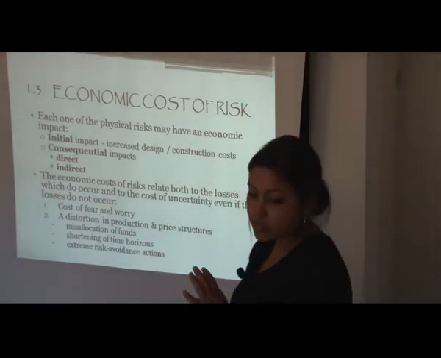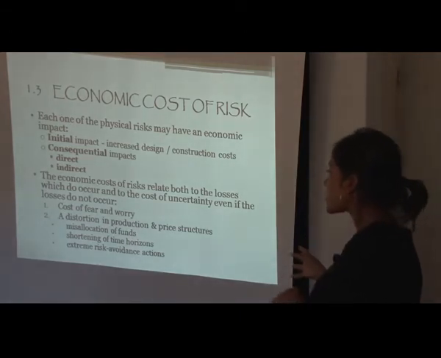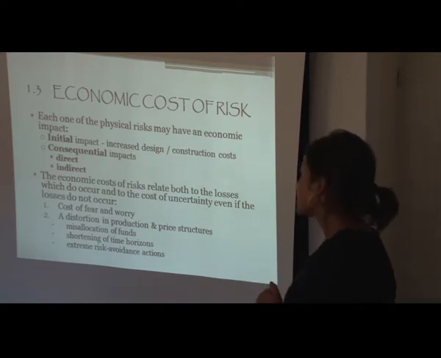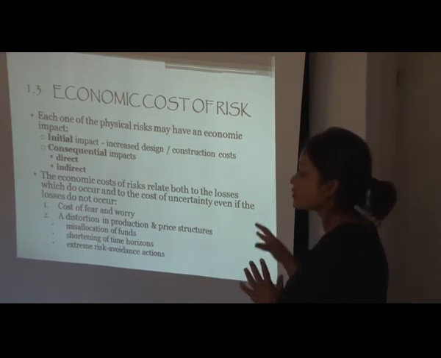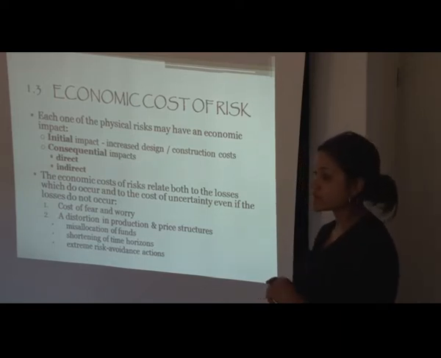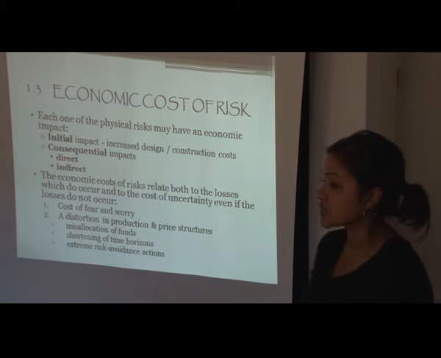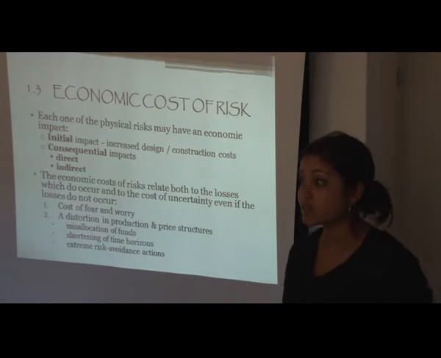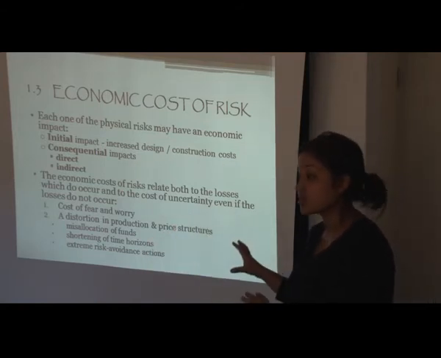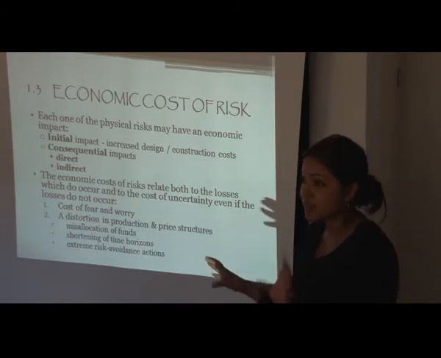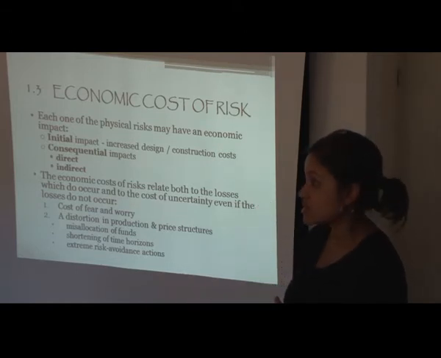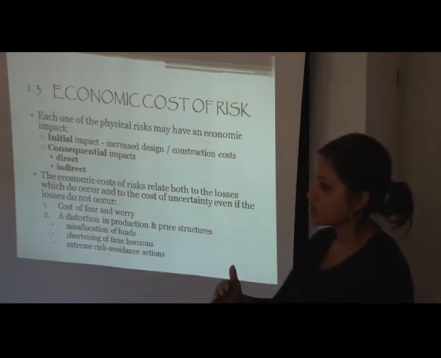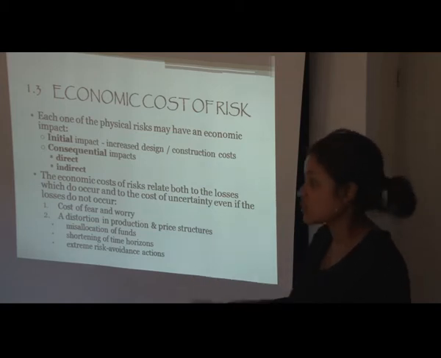And then the economic cost of risk relates both to the losses which do occur and the cost of uncertainty, even if the losses do not occur, right? So they give the example of the cost of fear and worry. Perhaps let's use the example of you don't know if there's going to be a student vandalism or student strike, but you still need to put security in place. So whether or not it does occur, there is a cost associated with whether or not the risk actually happened. Does that make sense? It's almost a cost that you have to take, and you cannot avoid that cost. In fact, it's best to not avoid that cost, right?